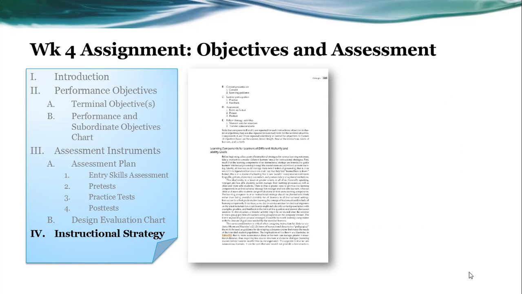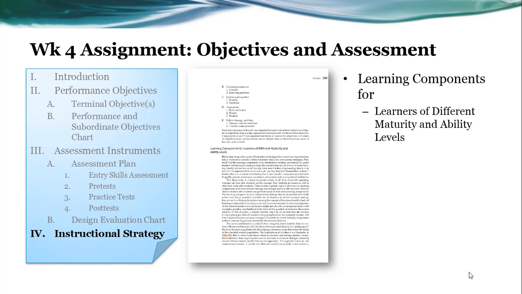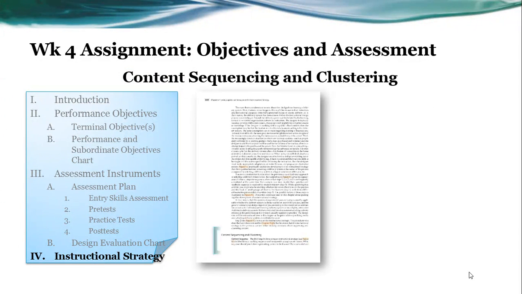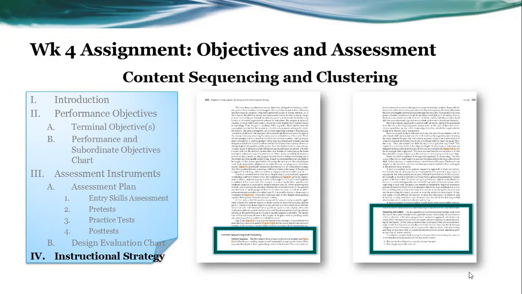So regarding this information in the book, you're not just going to have generic information about these components, but also some information about specific learning components for learners of different maturity and ability levels, learners of various learning outcomes, and learning components for various constructivist strategies. So regarding content sequencing and clustering, you find a section in the book that talks about this and basically gives you some ideas on how to go about clustering your content.